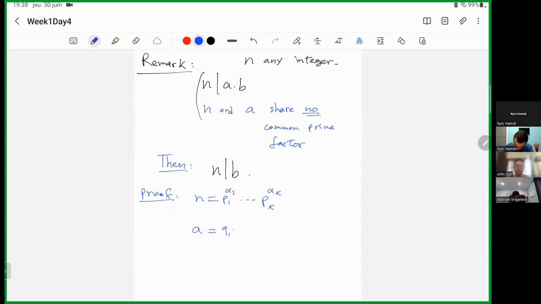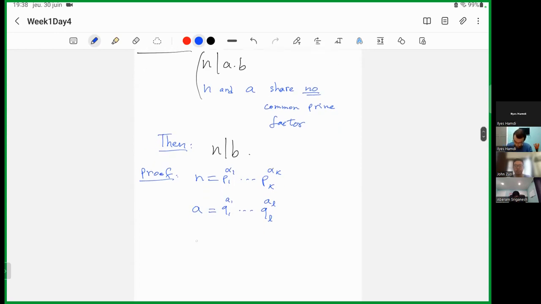So Q1, right? Let me take A1 to QL, not necessarily the same number of primes, AL. Okay, that's the prime factorization of A. Now let's look at the prime factorization of B. It's a bit long to write down three different prime factorizations. Let me first finish writing them down.